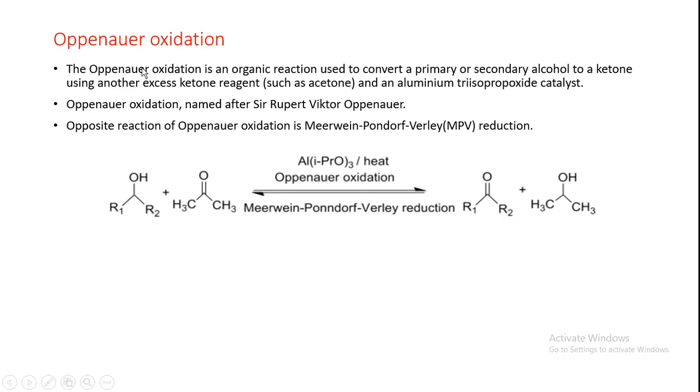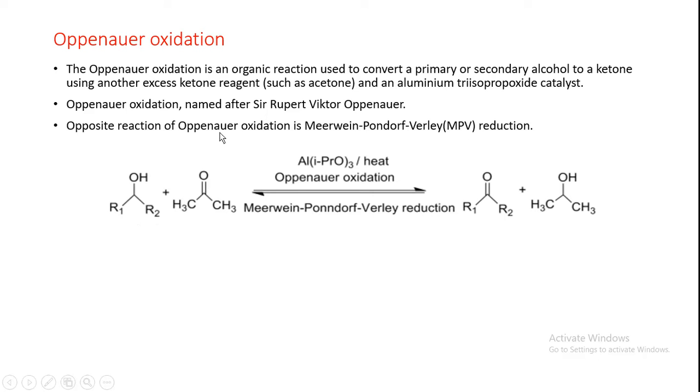Oppenauer oxidation is an organic reaction used to convert a primary or secondary alcohol to a ketone, using another excess ketone reagent such as acetone and an aluminium triisopropoxide catalyst. So this is the aluminium triisopropoxide catalyst and another excess ketone, for example acetone. That reaction is known as Oppenauer oxidation, you have to remember. Oppenauer oxidation is named after Sir Robert Victor Oppenauer.